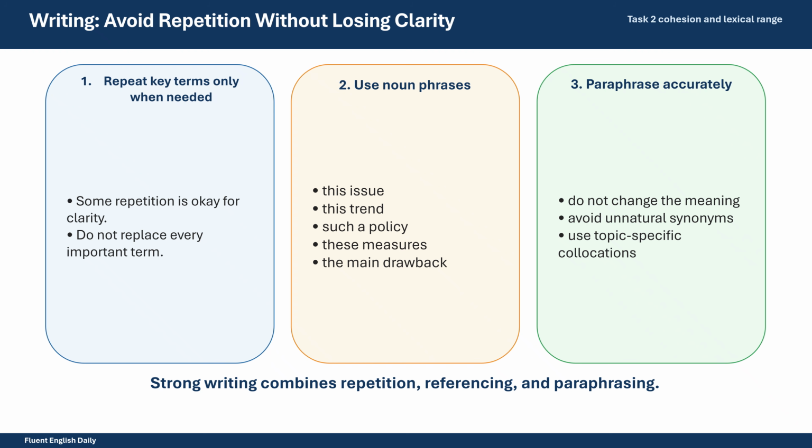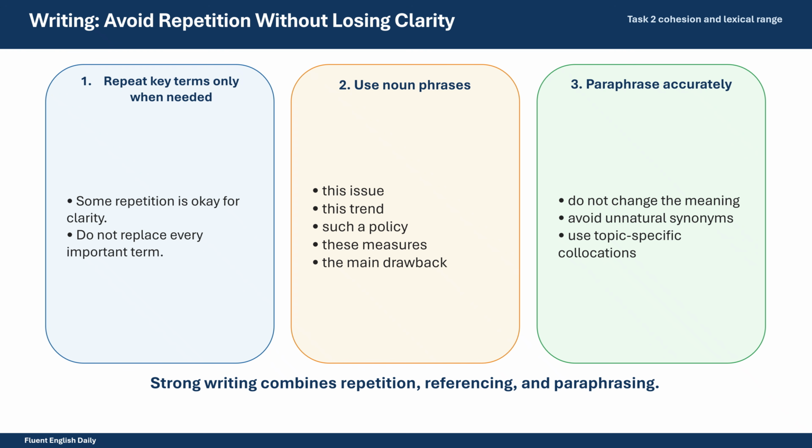In IELTS writing, you should avoid unnecessary repetition, but you should not remove every repeated word. Some key terms need to be repeated so that the argument remains clear. For example, if your essay is about public transport, you do not need to find a new synonym for public transport in every sentence. You can combine limited repetition with referencing words and paraphrasing. Useful noun phrases include this issue, this trend, such a policy, these measures, and the main drawback.